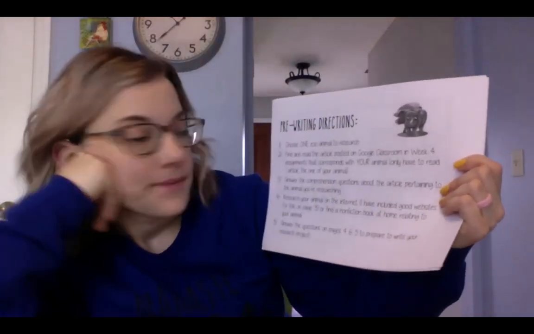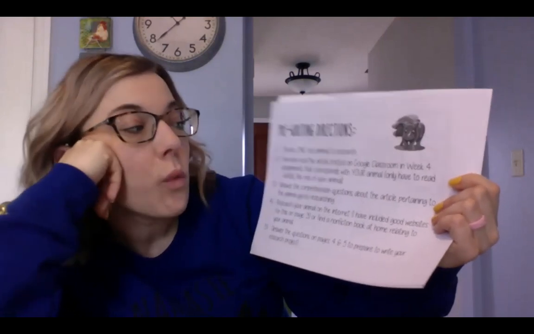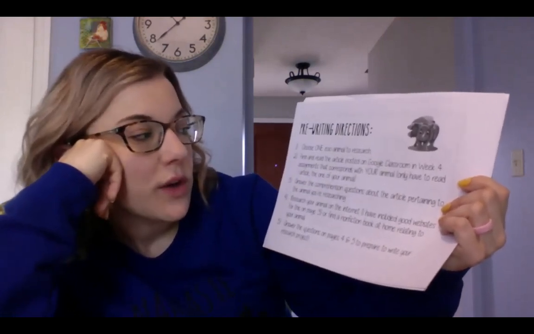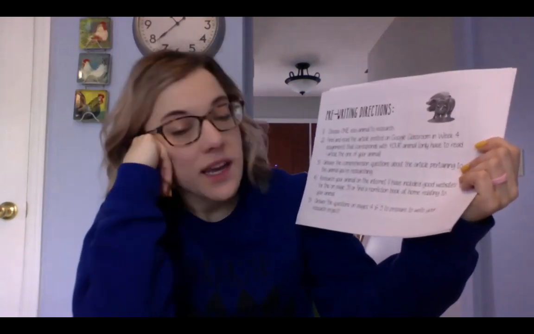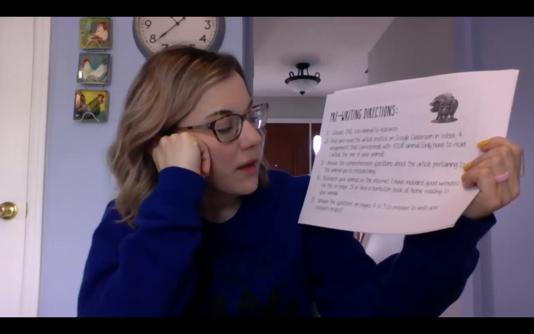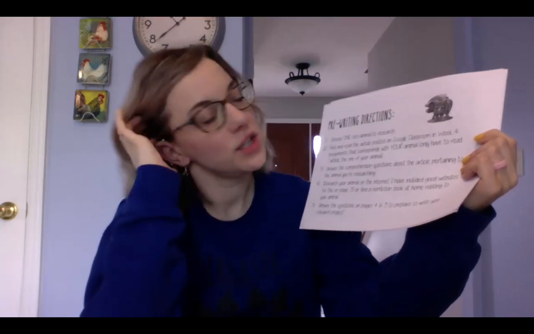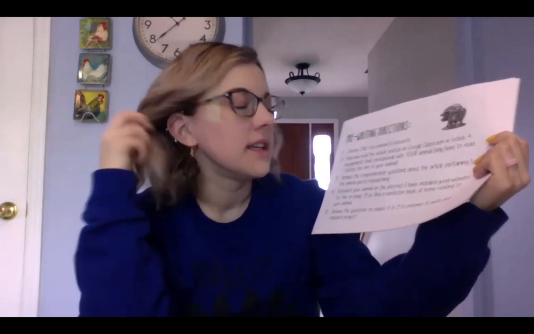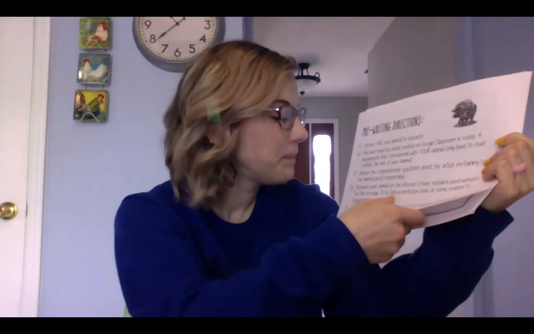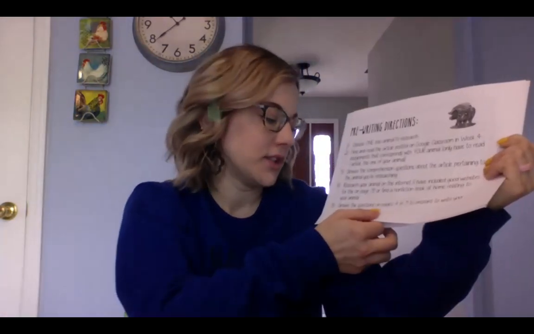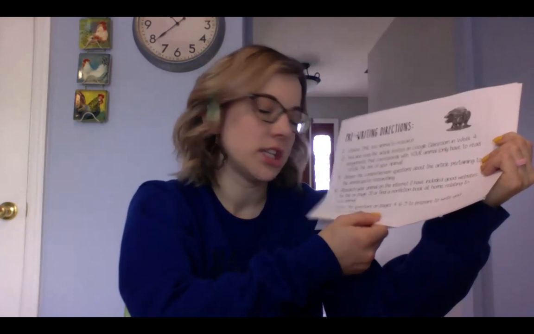Before you start writing, make sure you have chosen one zoo animal to research. You have found and read the article posted on Google Classroom in week 4 assignments, and that's only the one that has to do with your animal. You'll answer the questions about your animal, and you'll research your animal on the internet. I have provided good websites for you on the next page, and I have used some of those websites for my own research today. And then you're going to answer the questions on the following pages to help organize your thoughts about your project.